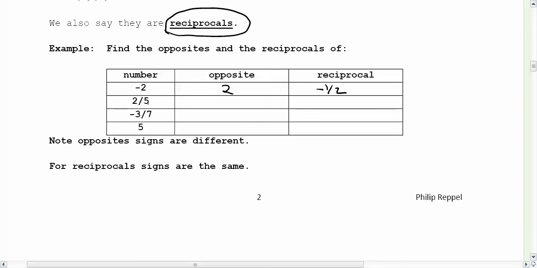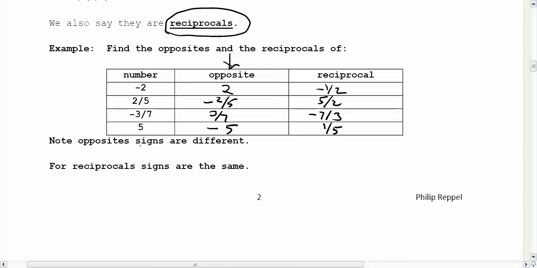The number 2/5, the opposite of that is minus 2/5. You might not know that yet if you haven't looked at fractions, but again, that's what's going to be happening. The reciprocal, 5/2. The number minus 3/7, the opposite is 3/7. The reciprocal is minus 7/3. The number 5, the opposite is minus 5. The reciprocal is 1/5.